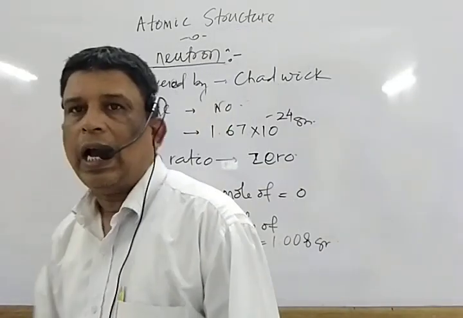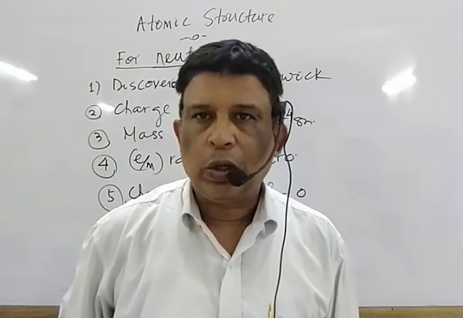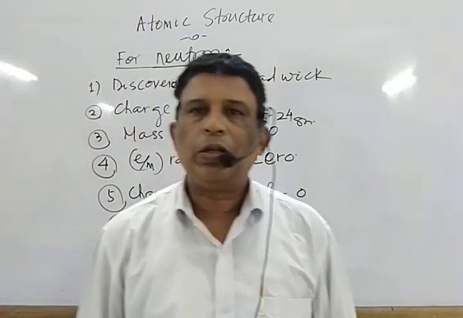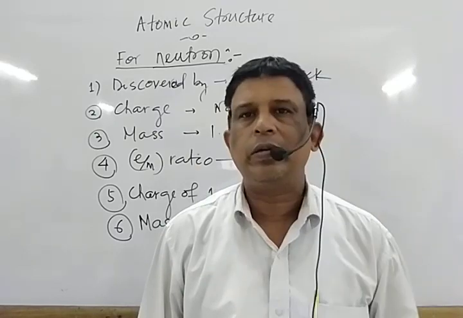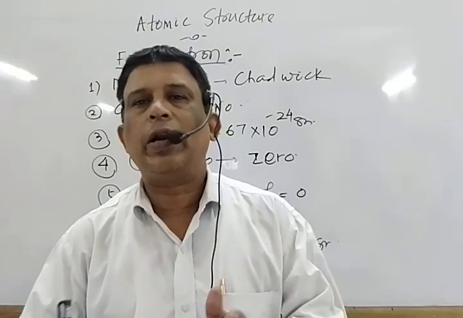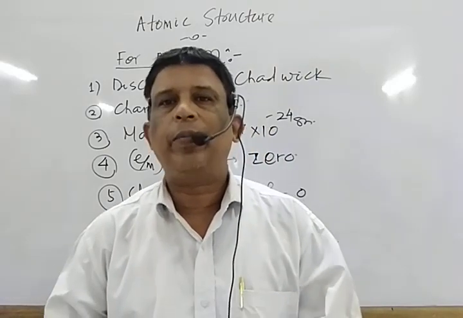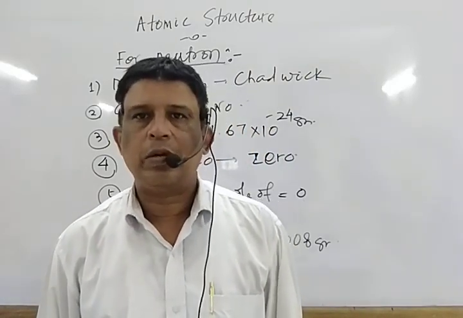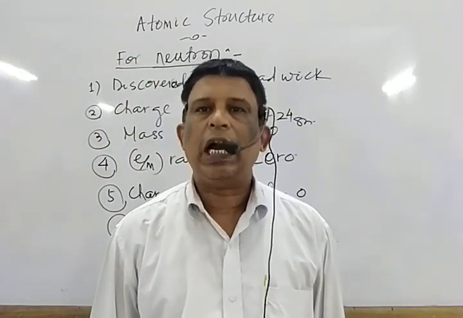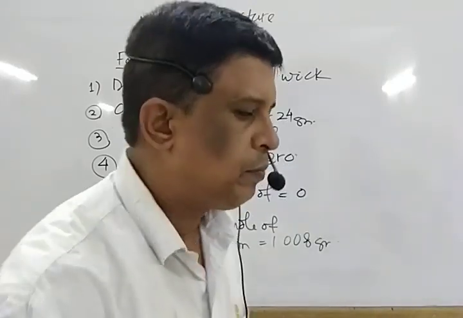That is the little idea about the subatomic particles: electrons, protons and neutrons. Just after the discovery of the electron and proton, scientists tried to arrange them in an atom. The first attempt was made by J. J. Thomson, and that model was known as Thomson's atomic model. Mark that.